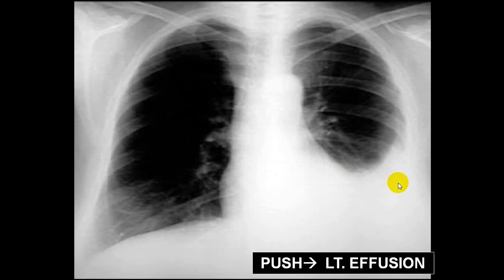But it is not adequate enough to push the trachea grossly to the opposite side, because for a push of the mediastinum with the trachea you require a massive pleural effusion.